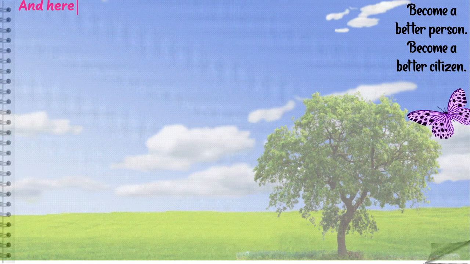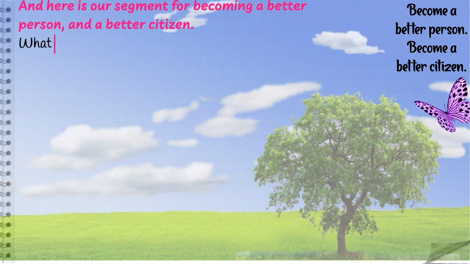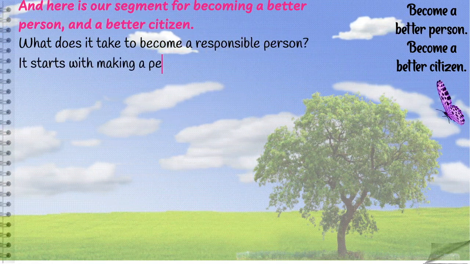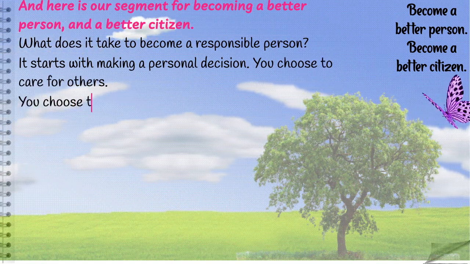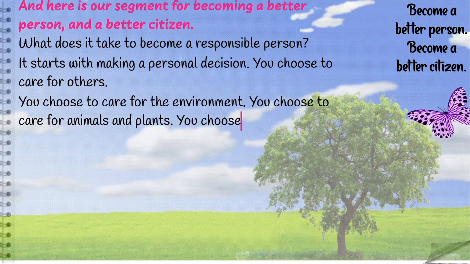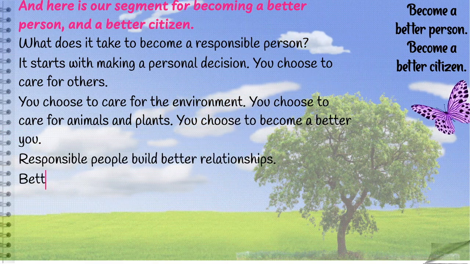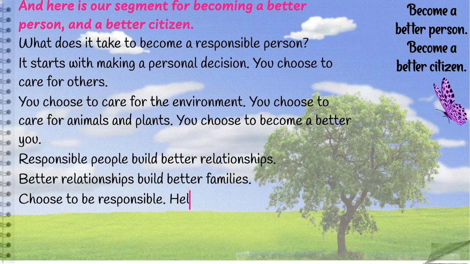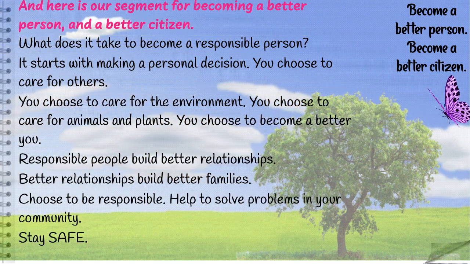And here is our segment for becoming a better person and a better citizen. What does it take to become a responsible person? It starts with making a personal decision. You choose to care for others. You choose to care for the environment. You choose to care for animals and plants. You choose to become a better you. Responsible people build better relationships. Better relationships build better families. Choose to be responsible. Help to solve problems in your community. Stay safe.